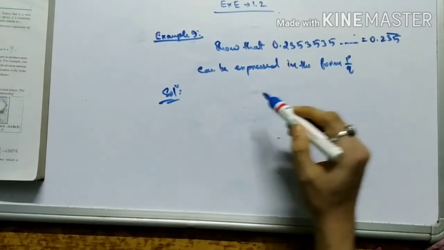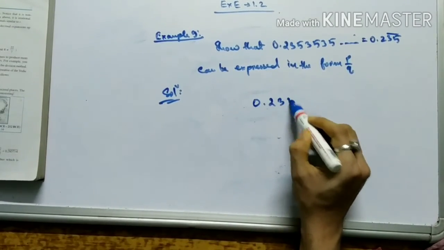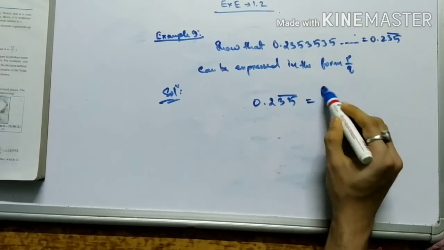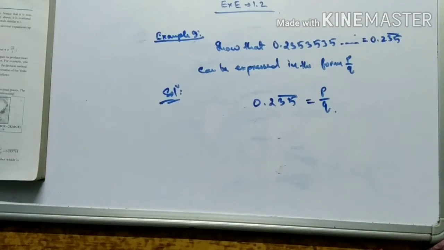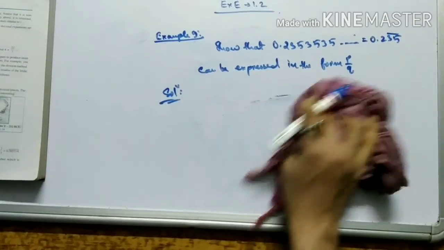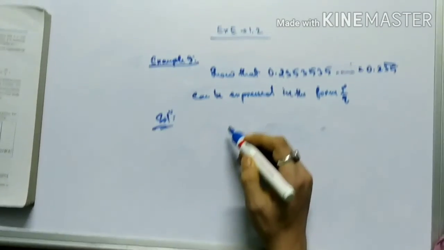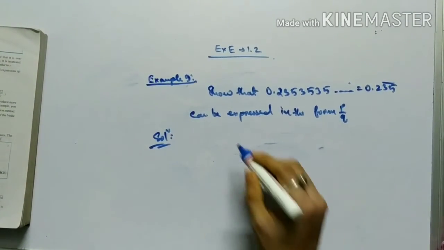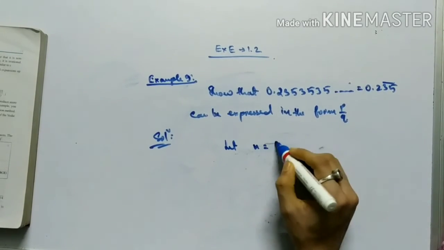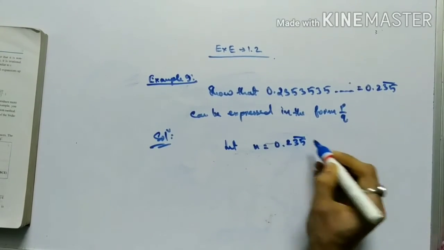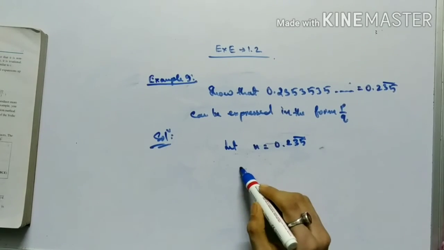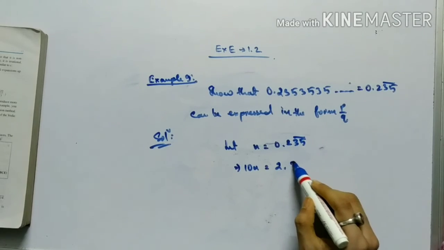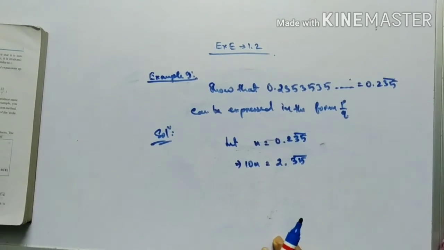Okay, so this number 0.235 bar, I have to write it in the form of P by Q, where P and Q are integers and Q not equal to 0. Therefore I will take, let x equal 0.235 bar. Now first of all I will multiply by 10, so I will get 10x equals 2.35 bar.